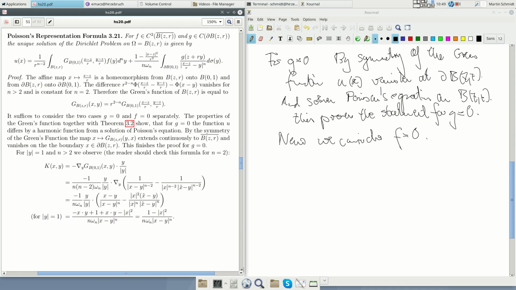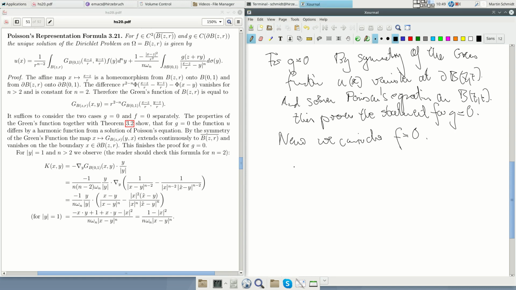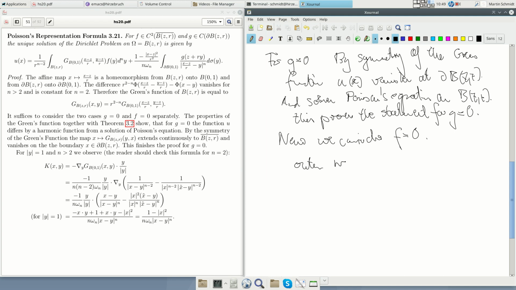So here we calculate the negative of the gradient of this Green's function multiplied with the normal. If y belongs to the unit ball, then this is the outer normal. Outer normal of the ball B(0,1) is y, at y.